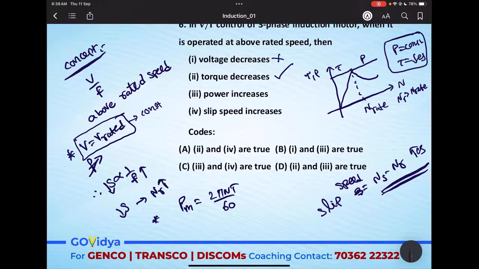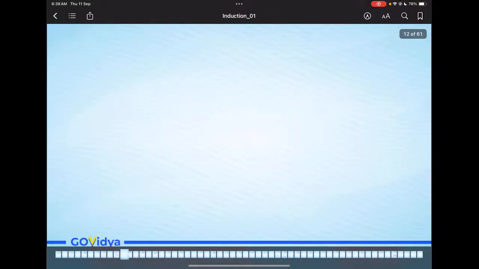Power increases. No, if you see the curve, when speed is above rated speed, the power is going to be constant. This is also not true. Slip speed increases. Yes, slip speed is going to be increased. So only 2 and 4 are correct. Let's see which option is suitable for our question. 2 and 4 are correct, that is only option A. Okay. Is it clear? Let's move on to the next question.